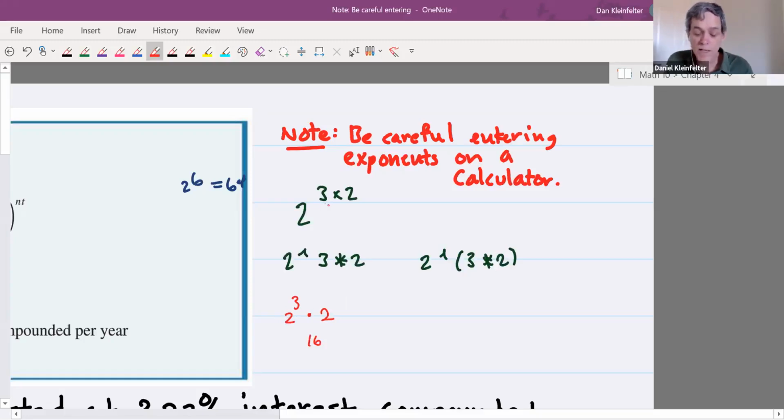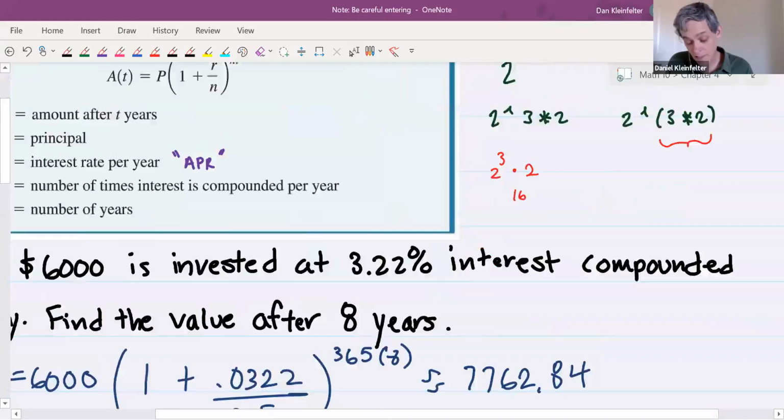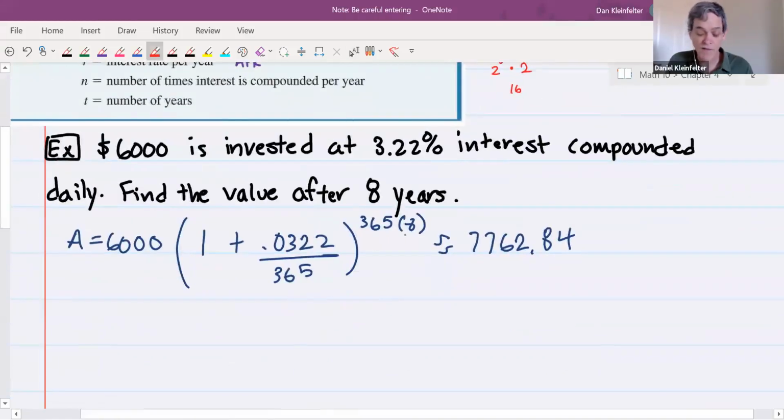In order for it to keep both the 3 and the 2 in the exponent, you need to wrap it in parentheses, as is done over here on the right. So be very careful about that. Or for a problem like we just did with compound interest, figure out 365 times 8 first, write that down, and then type in all the rest of it.